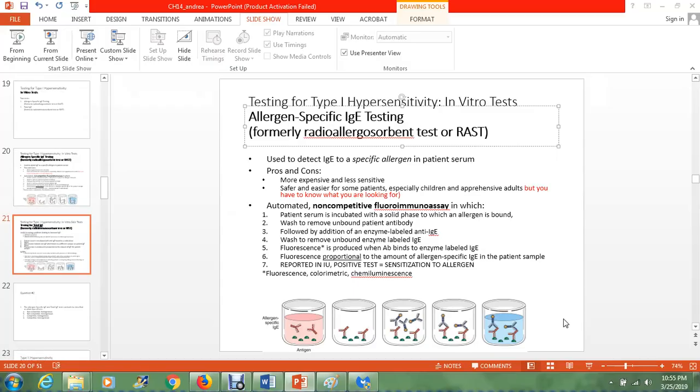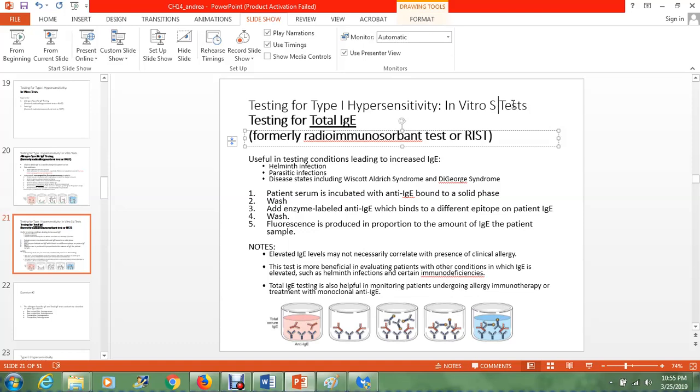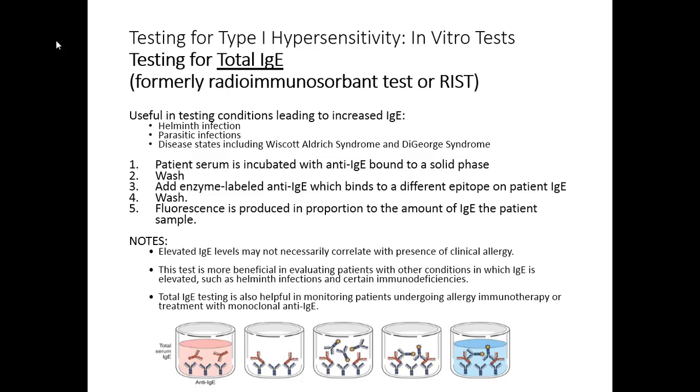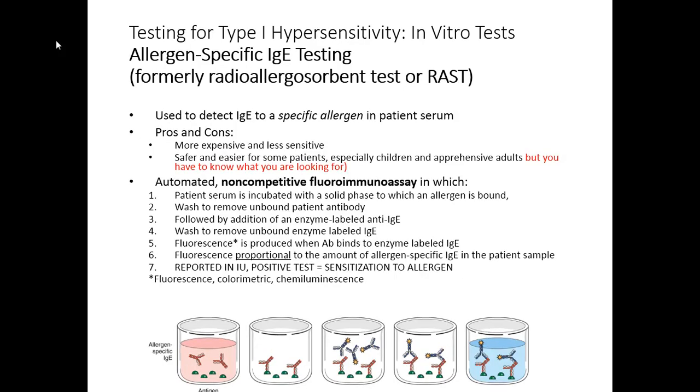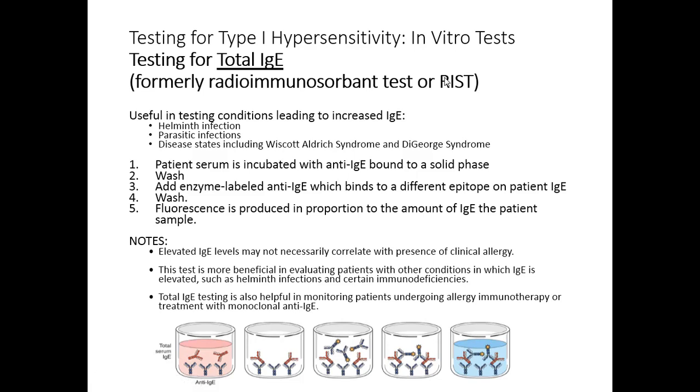The next in vitro test is for total IgE. I am going to apologize. This test, this allergen-specific test, is formally called the radioallergosorbent test, or the RAST test. When I was a young buck, they called it a RAST test. The total IgE is the radioimmunosorbent test, or the RIST test. So if you hear that term, sometimes they get used interchangeably still, even though they're not technically the same.